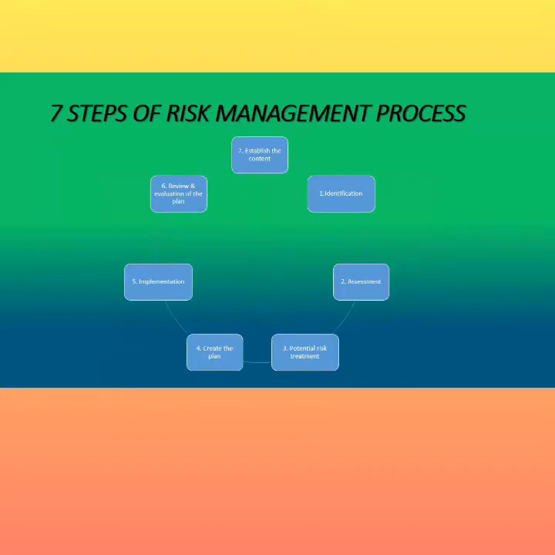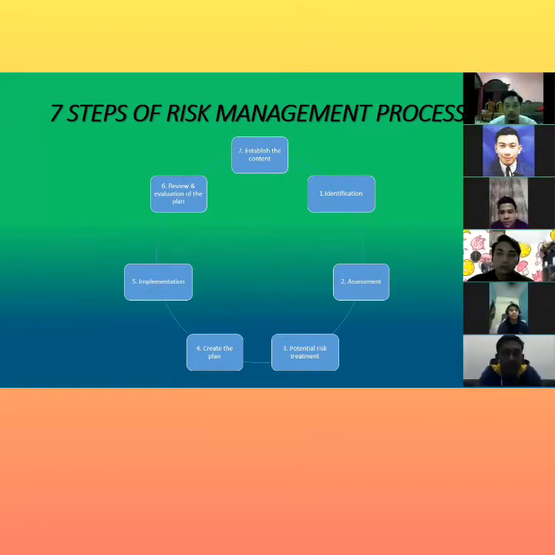So thank you, Amirul. There are 7 steps in the risk management process. The risk management process is measuring or assessing risk and then developing a strategy to manage the risk. The first one is identification, second is assessment, third is potential risk treatment, then create the plan, fifth is implementation, then review and evaluation of the plan. The last one is to establish the context. Next.